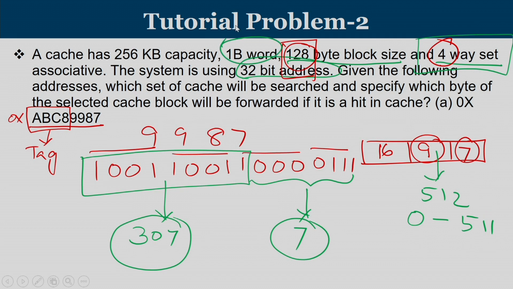So, given an address, this is the way by which the cache controller will come to know whether you are going to search in the nth set. So, in this problem, the 307th set will be searched.